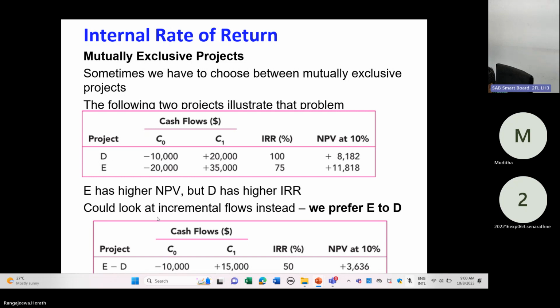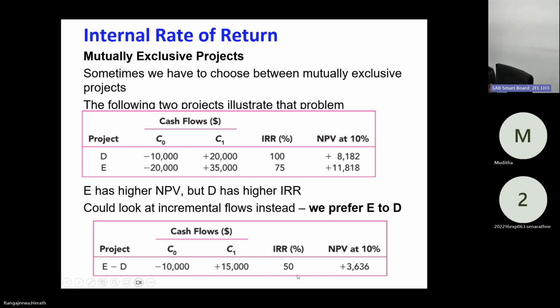Instead of D, if you go for E, you have additionally spent 10,000. And it will generate additional cash inflow, 20 to 35, 15,000. So on an incremental cash flow basis, IRR is 50% and we have a positive NPV. So that is still above the expected rate of return and you have a positive NPV. So you better go for E. Incremental basis, right? But there are other ways of evaluating this type of project. We will discuss them in detail.